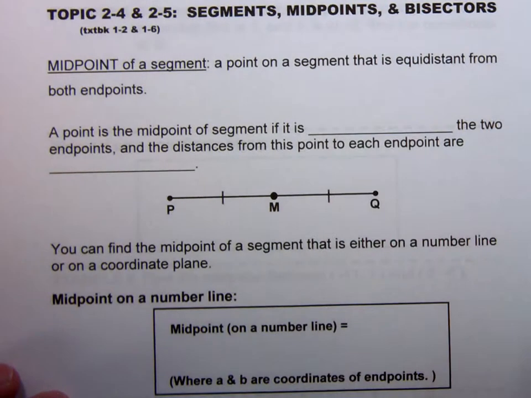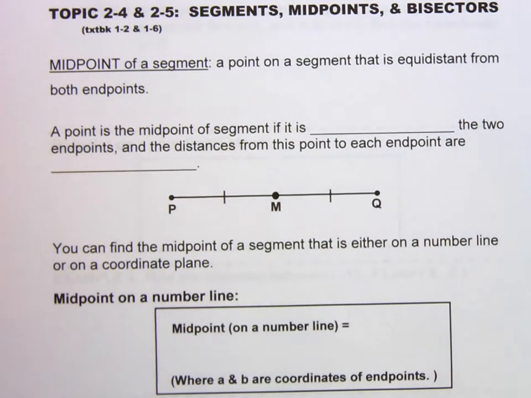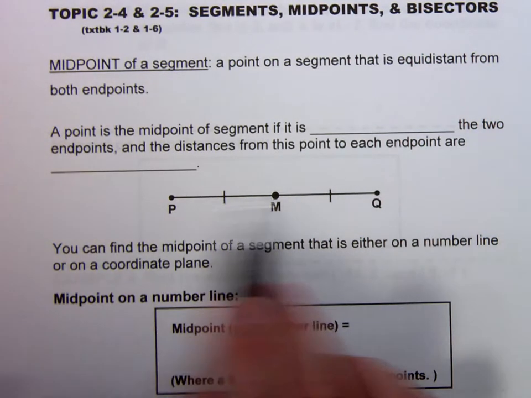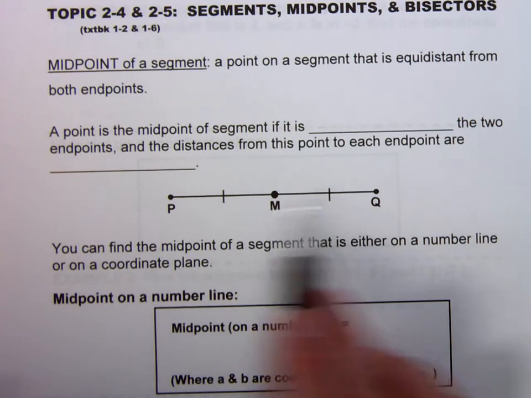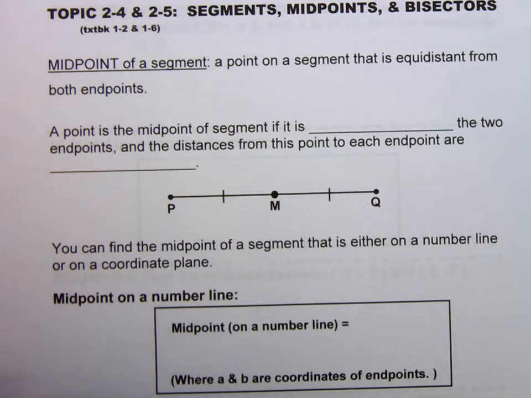These are called tick marks or congruency marks. We put those on segments to show that they are congruent. And congruent just means that they have an equal measure. Well, when you measure segments, you measure by length. So that means that this line segment and this line segment have the same length. They're congruent, and I know that because of these marks. So that means M is right in the middle of that segment. It is the midpoint of that segment.